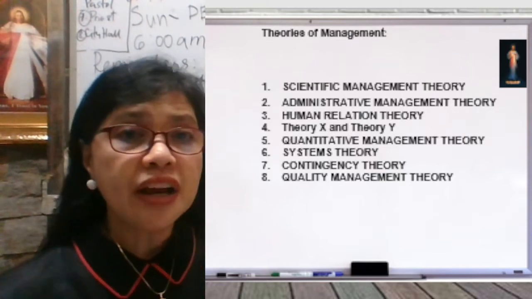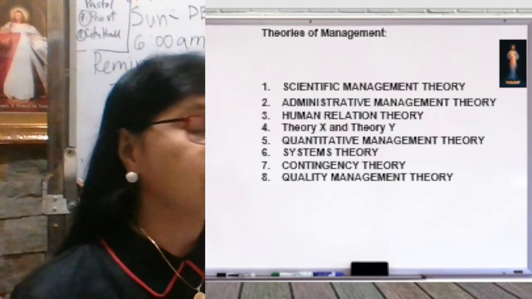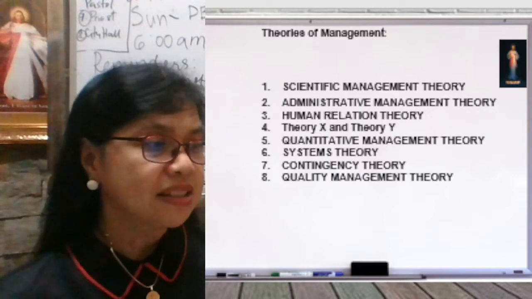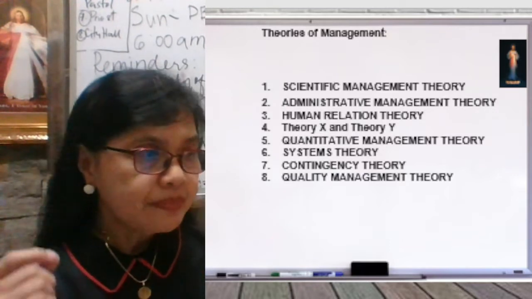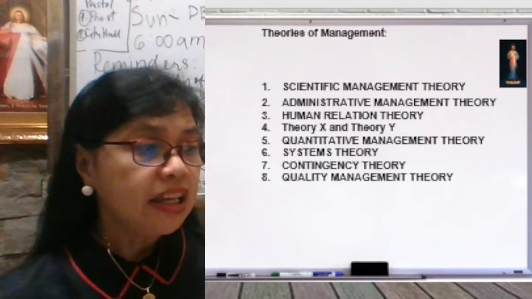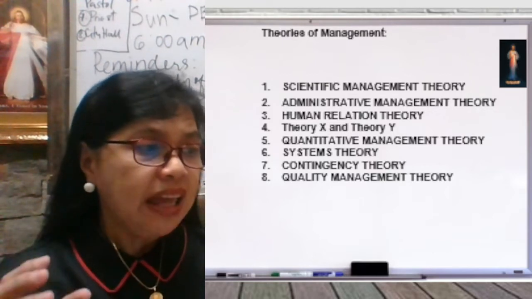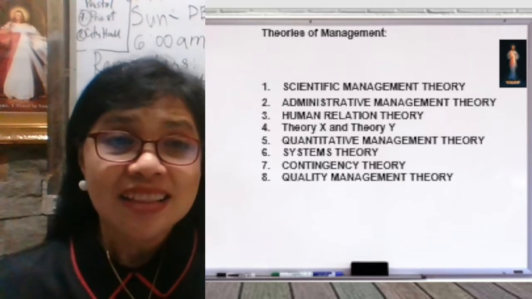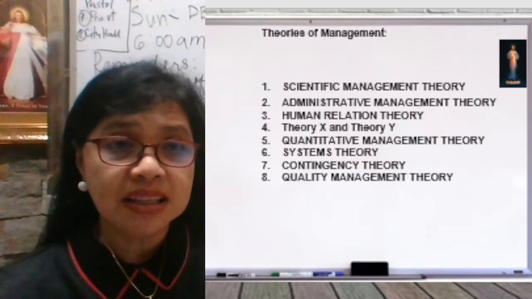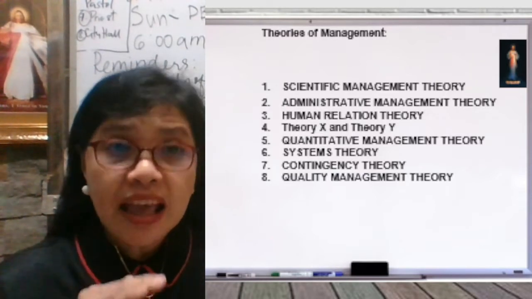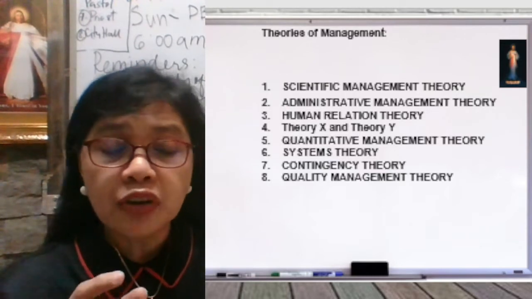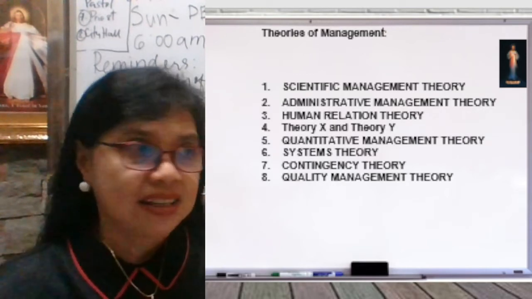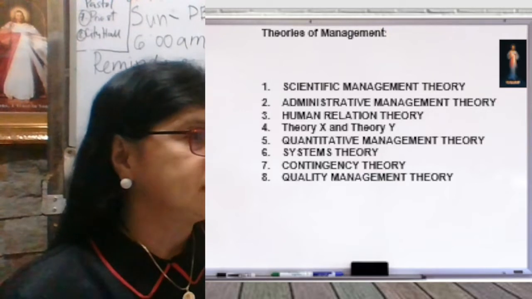Then also Taylor emphasized the time and motion study. What is time and motion study? This is a technique wherein a job is divided into component parts, and the time consumed in each task is measured. So there is now time and motion study, meaning in every task there is already a corresponding amount of time that you should consume for each task. So that is time and motion study.